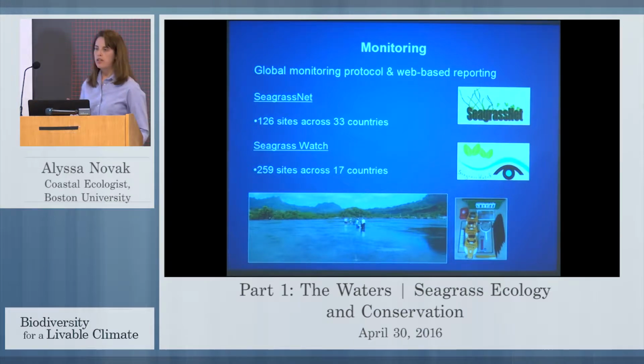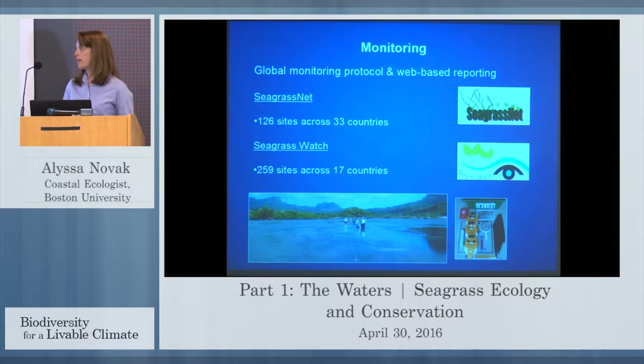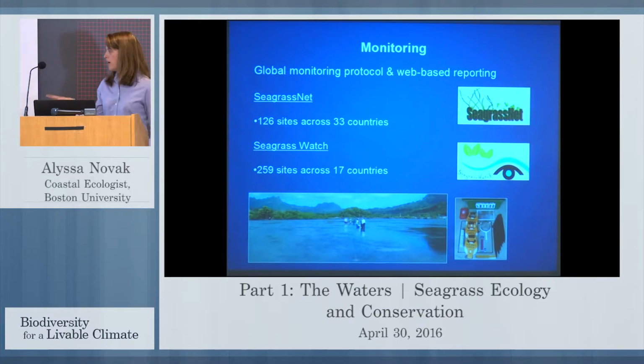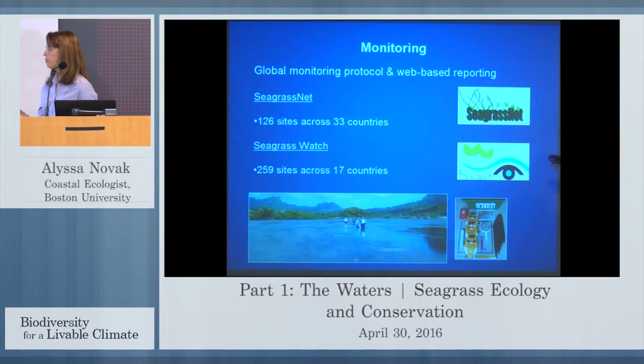The participants include academics, citizen scientists, as well as managers, so pretty much anyone can participate in them. Seagrass Net has 126 sites across 33 countries, and Seagrass Watch has 259 sites across 17 countries. I'm most familiar with Seagrass Net, although I have participated in some Seagrass Watch programs.